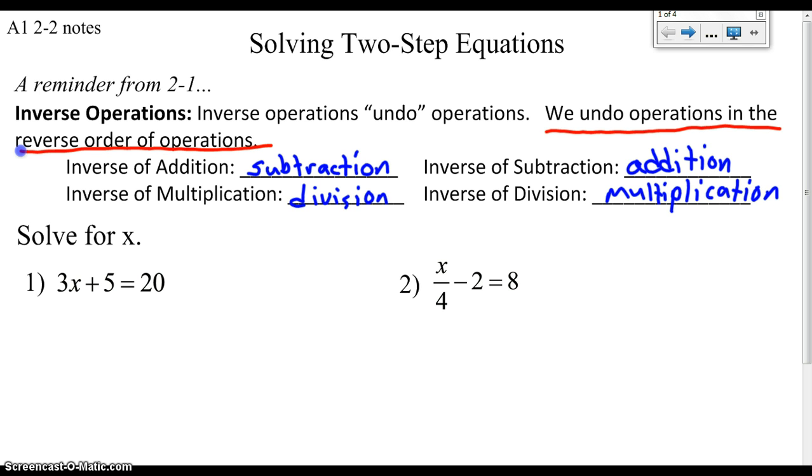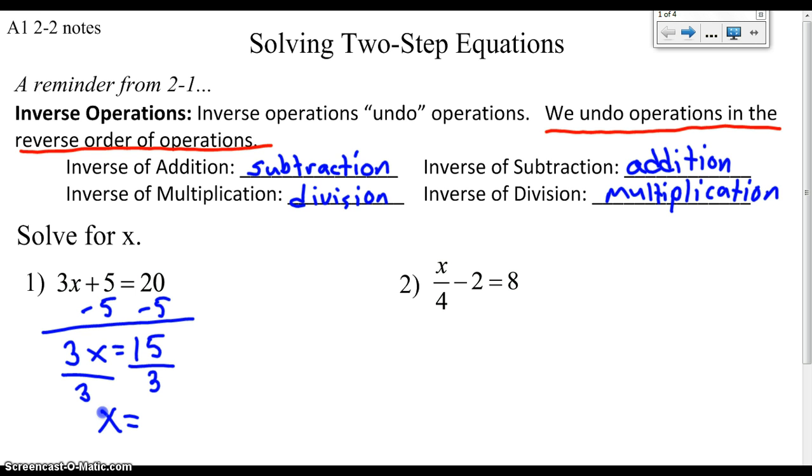Whereas when you look at example 1, multiplication comes before division when we follow order of operations. In this particular case, we need to do the opposite. So we'll subtract 5 from each side. That's our subtraction property of equality. We'll have 3x equal to 15. Now in order to undo that multiplication, 3 times x, we need to divide by 3. And we'll find our solution, x equal to 5.